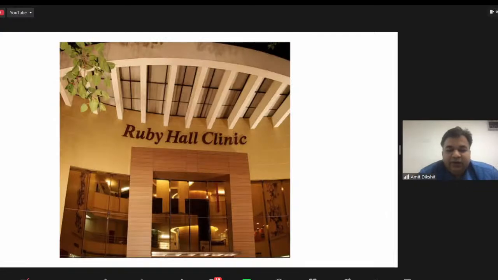It's a 750 bedded multi-speciality hospital. We have a regional anesthesia fellowship, and Dr. Rajesh sir has, I'm really grateful, this COVID time has helped us to grow in various areas, and focus is one of those areas where many departments have come together and started working together.